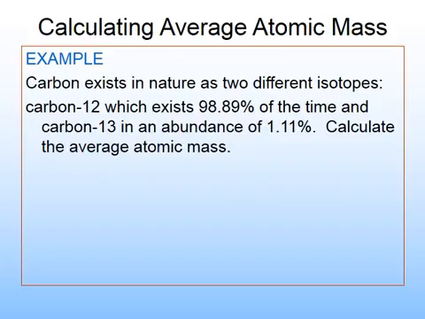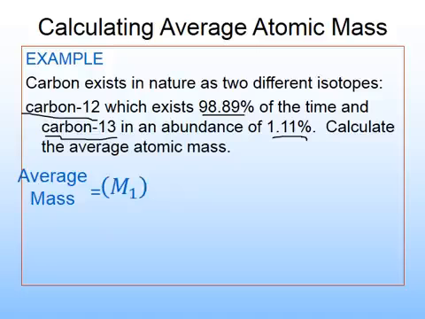All right, so here's kind of the typical question. We've got carbon, and we've got 2 isotopes. We've got carbon 12, and we've got carbon 13, and each have their abundances indicated in the question. So let's get our formula back up here, and we're only going to have to do this one twice.